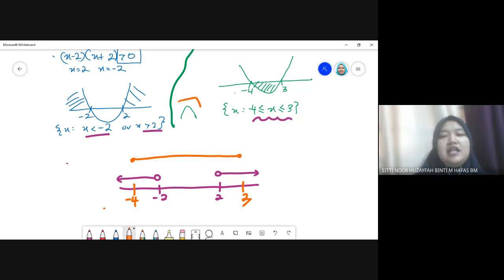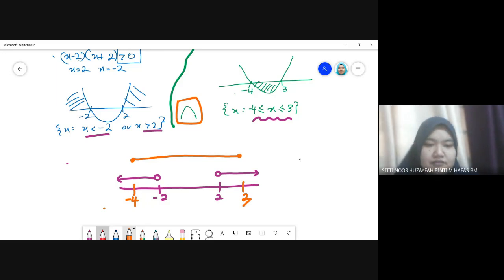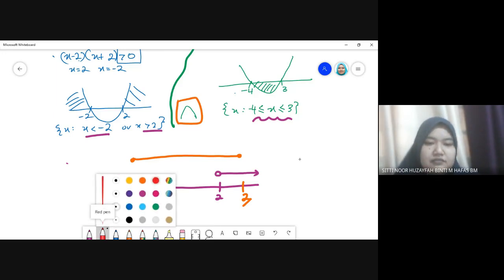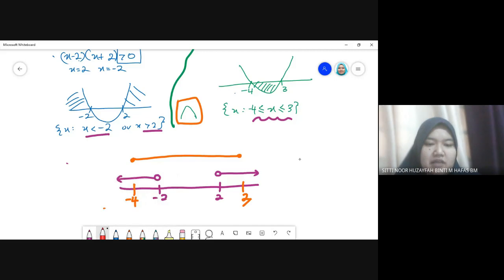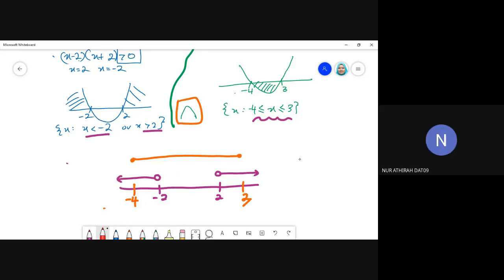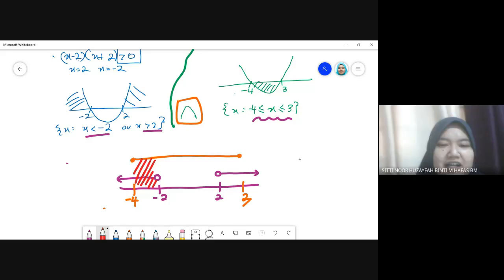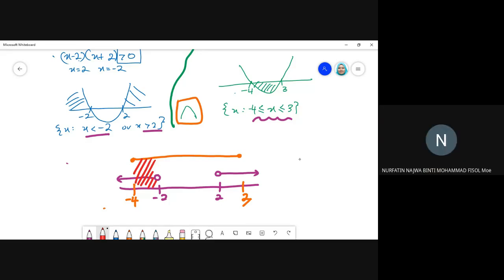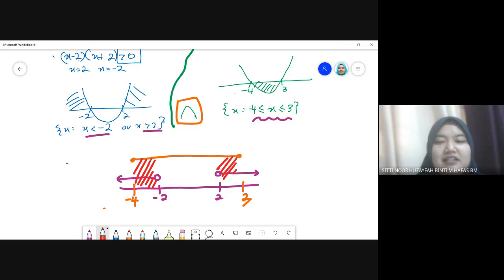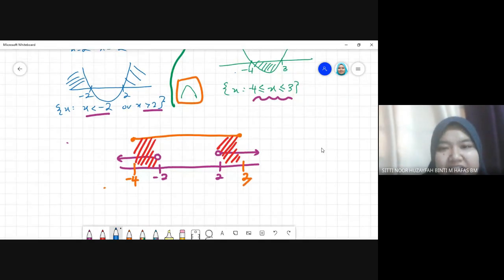Sekarang nak cari intersection maksudnya apa? Persilangan. Bagus. Kat mana kawasan persilangan antara dua set ni? -4 dengan -2. Lagi? Ada lagi tak? 2, 3. Okay. So jawapan dah ada. Sekarang tinggal nak tulis jawapan. Hampa kena tulis elok-elok lah. Pasal apa? Takut salah sign. Notation dia tak betul.